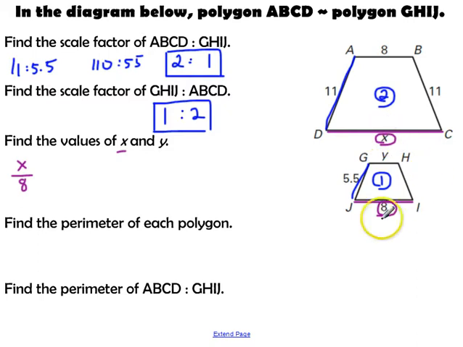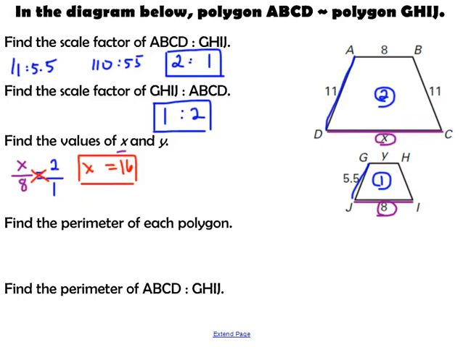Now, x over 8, remember we said that every 2 units on the bigger polygon is going to correspond to 1 unit on the smaller one. So since 2 goes with the x, we're going to put the 2 on top, and the 1 goes with 8, we're going to put that on the bottom, and we're going to set these equal to each other. Then we're going to cross multiply to solve for x. So this is how you solve proportions. We're going to cross multiply, so you get 1 times x, which is x, 8 times 2, which is 16, and then here is our value for x.